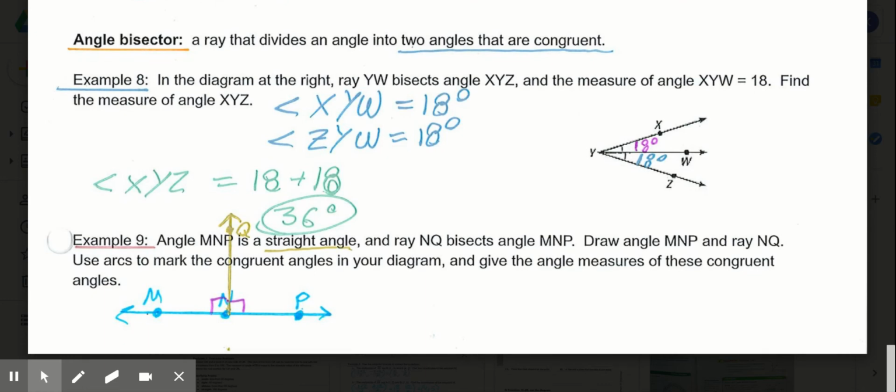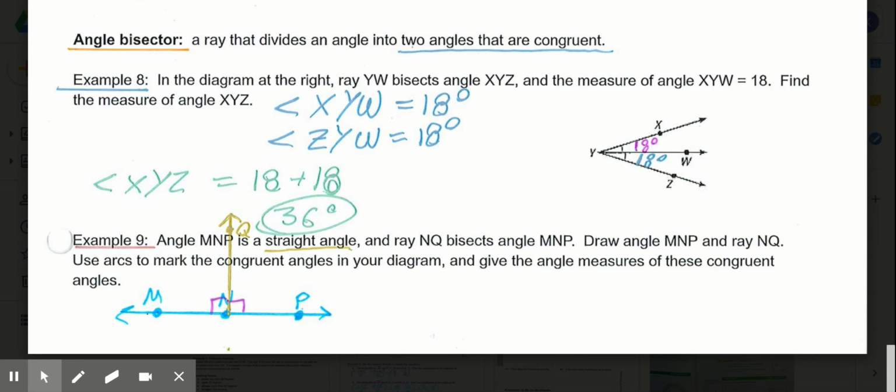And then our last example, example 9, is asking us to do a drawing. It says angle MNP is a straight angle, and ray NQ bisects angle MNP. Draw angle MNP and ray NQ. Use arcs to mark the congruent angles in your diagram and give the angle measures of these congruent angles.